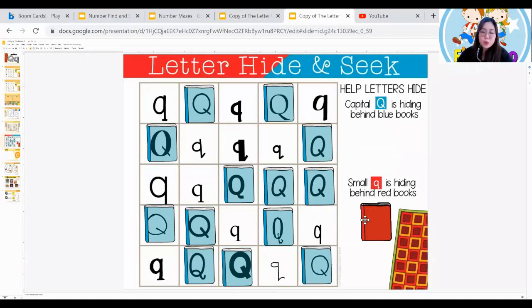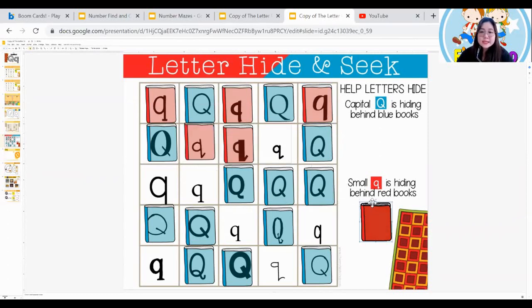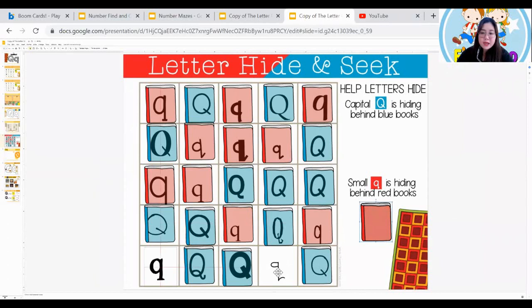Now let's look for lowercase letter Q. 1, 2, 3, 4, 5, 6, 7, 8, 9, 10, 11, and 12. So we found our capital and our lowercase letter Q.